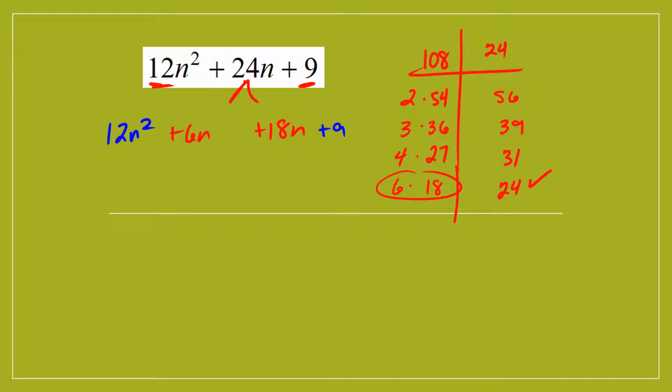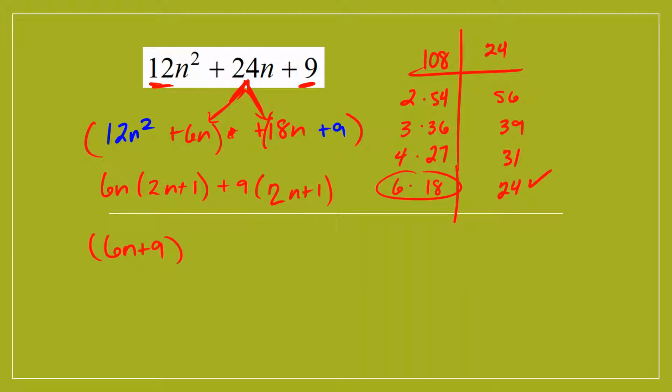So these two are showing the new version of what used to be 24. So then I'll group these. I guess I don't need to write 2 pluses. I'll just leave that one out there. And 6n comes out, so I'd have 2n plus 1. And let's see, 9 comes out, and I'll have 2n plus 1. So this one I'd have 6n plus 9 as the external factor. 6n plus 9, and what got distributed was 2n plus 1.